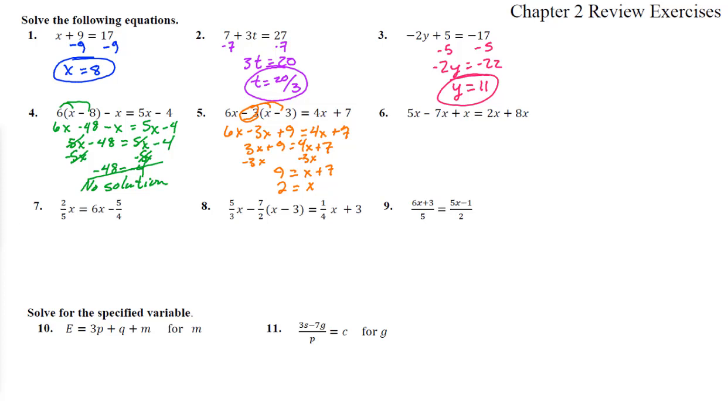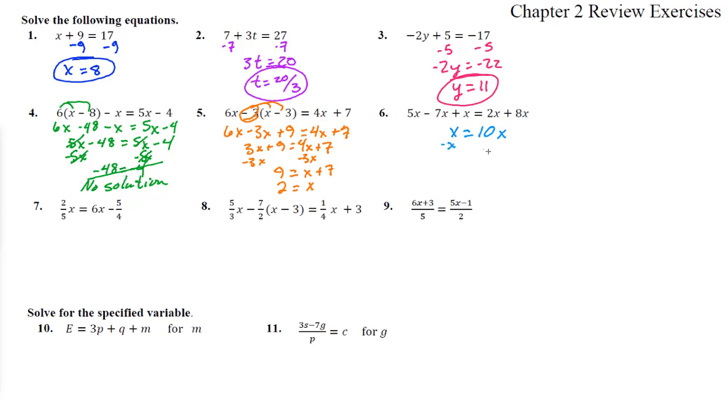What do we need to do on that one? There are no parentheses, no fractions, but there are multiple x's. Let's combine all the x's on this side. We get 5x minus 7x is negative 2x plus x is just an x. 2x plus 8x is 10x. We still need to combine and get the x's together before we can add or subtract to get things.